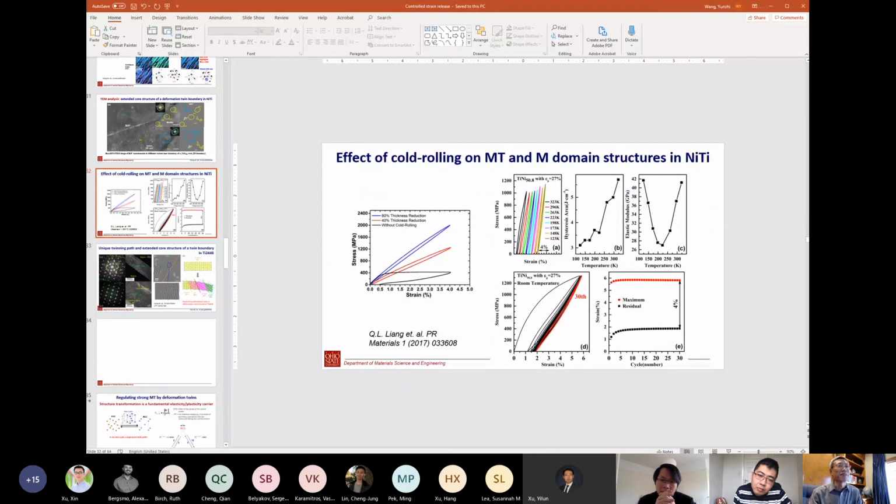We are doing this for metastable beta titanium as well. If you can induce a lot of deformation twins in the BCC phase, I would anticipate a very interesting property. Yeah, thank you very much.